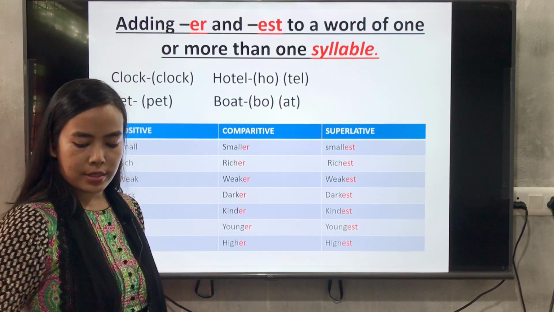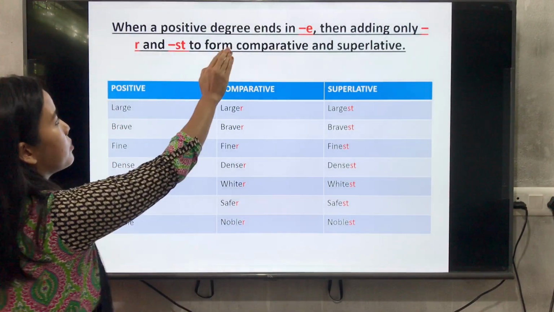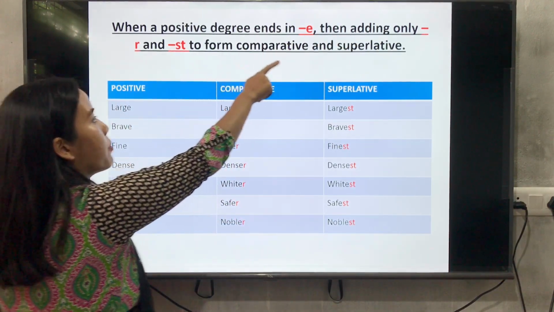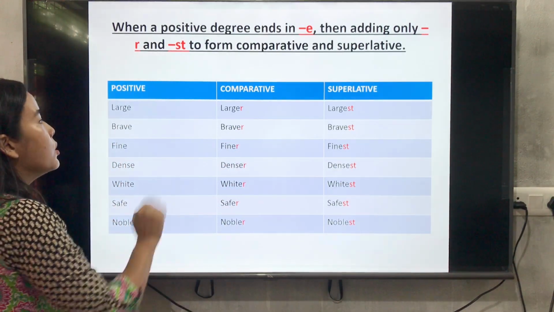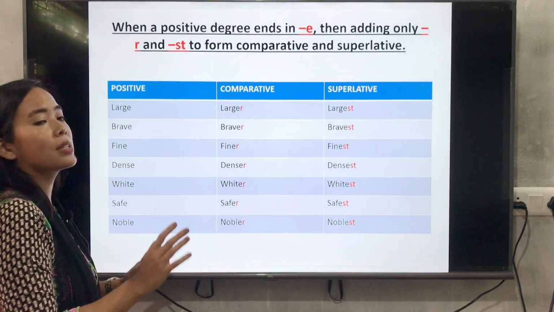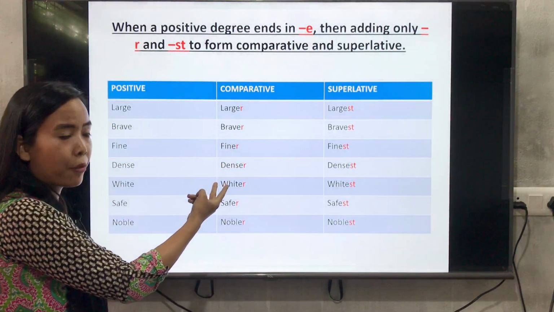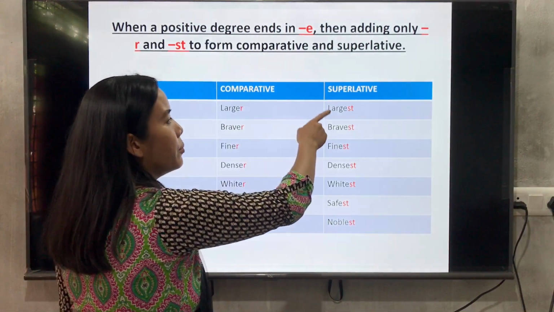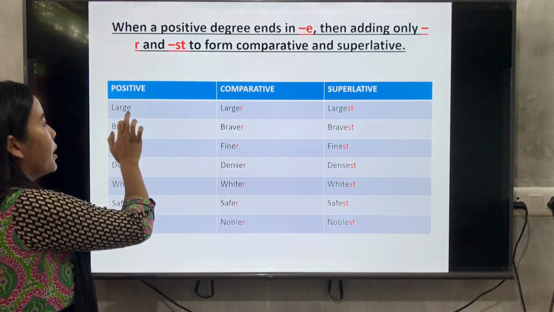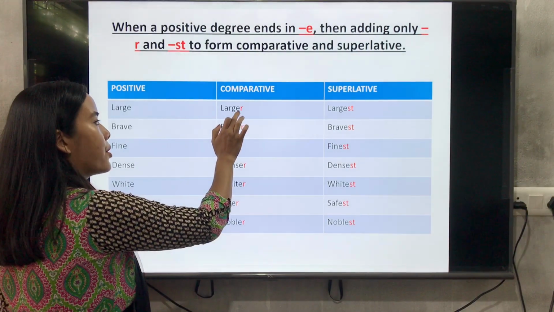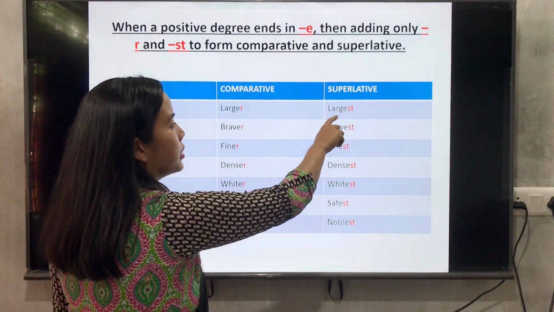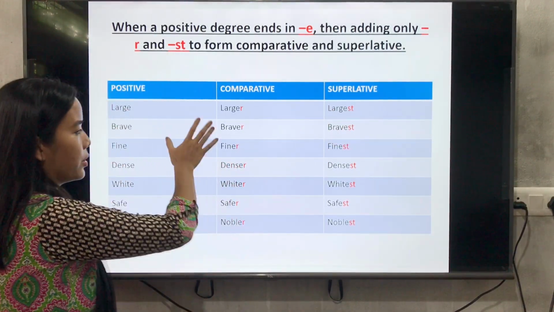Clear? Now the next case. When a positive degree ends in letter E, then add only R and ST to form comparative and superlative respectively. So when a positive degree ends with letter E, we need to add just R to change it into the comparative form and ST to make it the superlative form of degree. L-A-R-G-E, large. The word ends with the letter E, so we need to add R to change it into the comparative form and ST to make it the superlative form of degree. Here are a few examples.